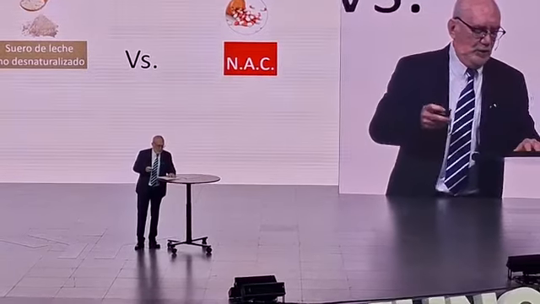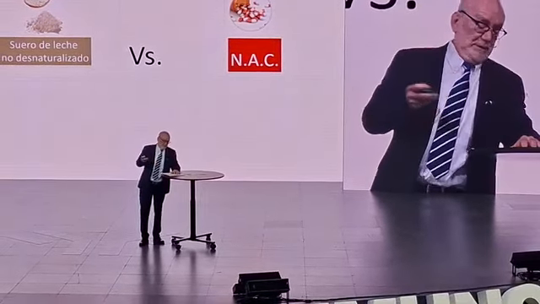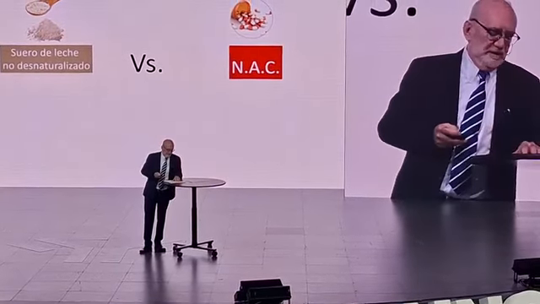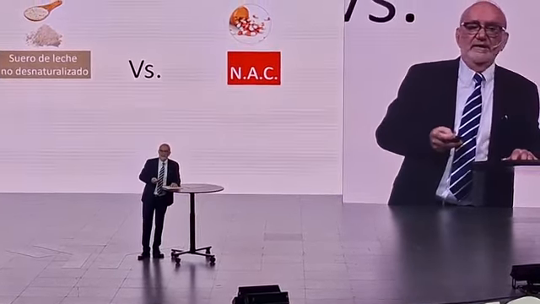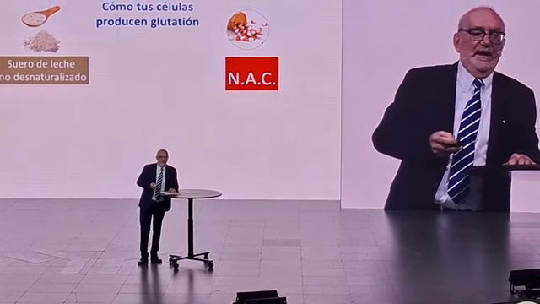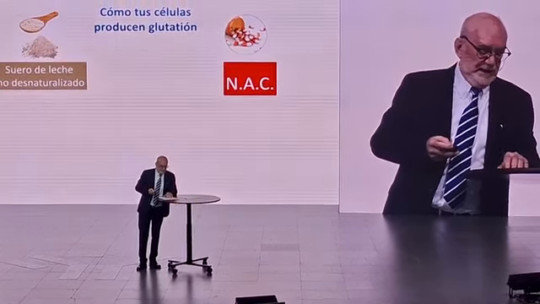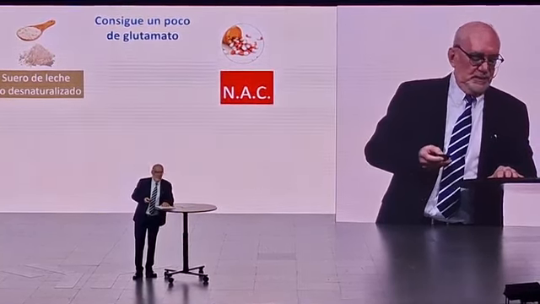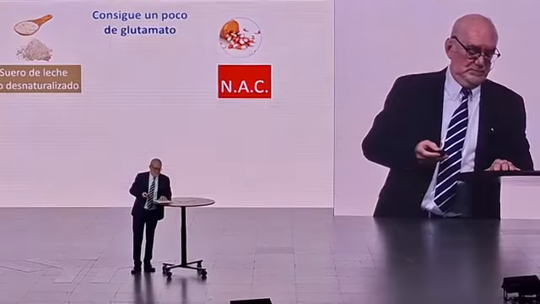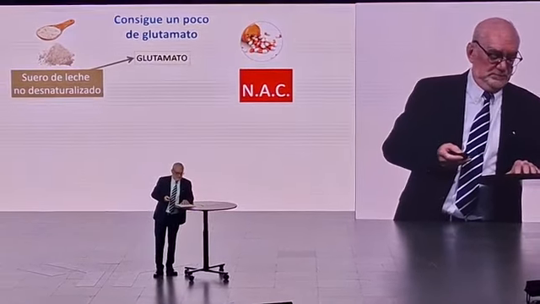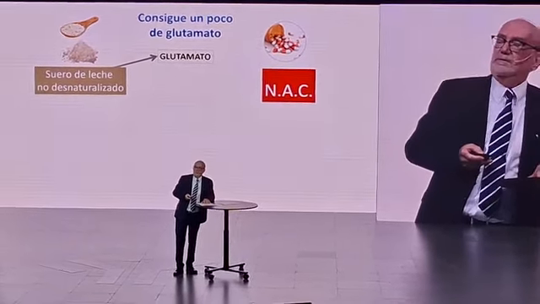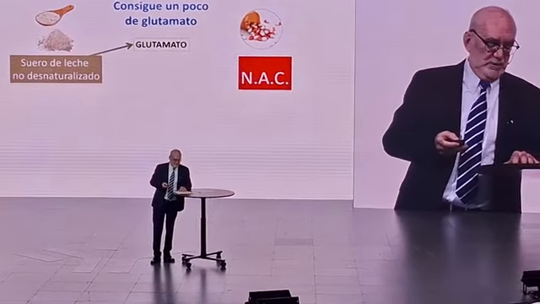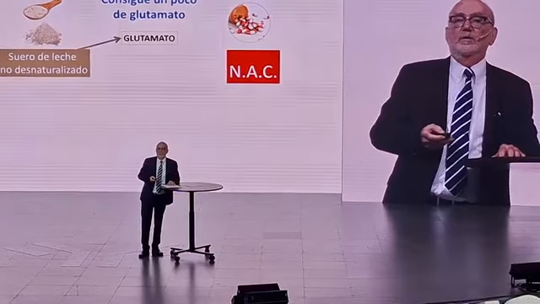Okay. So, which one of these to choose? Well, we pointed out some differences, the difference in half-life, the difference in toxicity. But once again, let's look again at how a cell makes glutathione. So what do we do? We get some glutamate. Where? Well, Immunocal will supply you with glutamate. It's one of the amino acids that you will find. NAC won't.